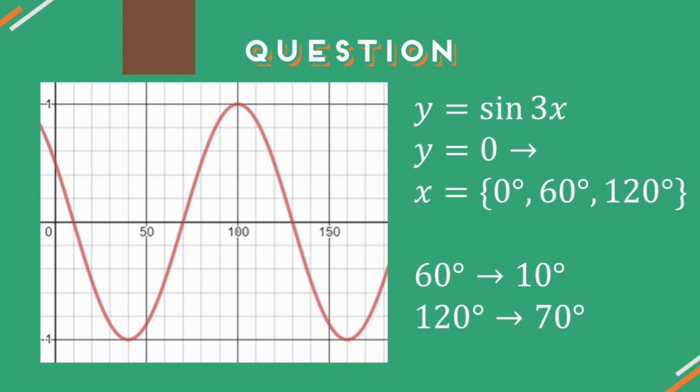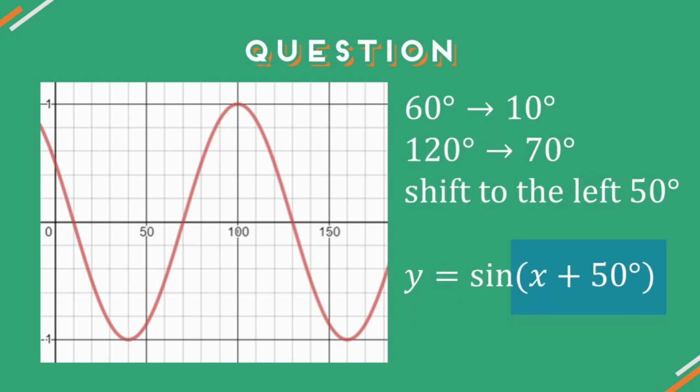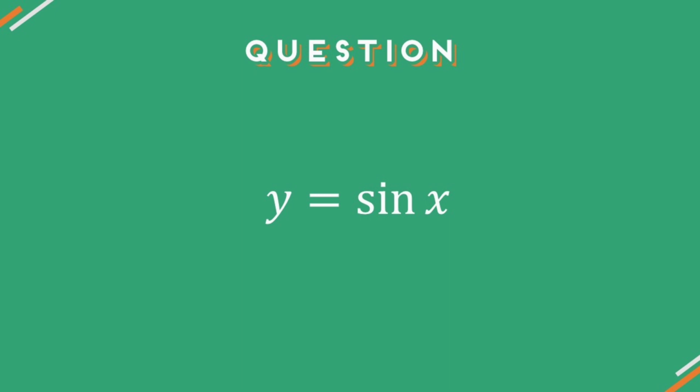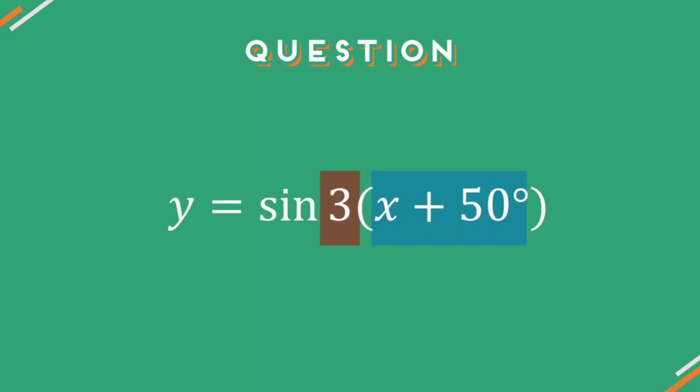Then from the graph, if we compare to the sine function, it looks like it's shifted to the left by 50 degrees. So the angle is added by 50 degrees. Right now we can combine them up. We have a sine function, the angle is multiplied by 3, then the angle is added by 50 degrees, and here is the right answer.